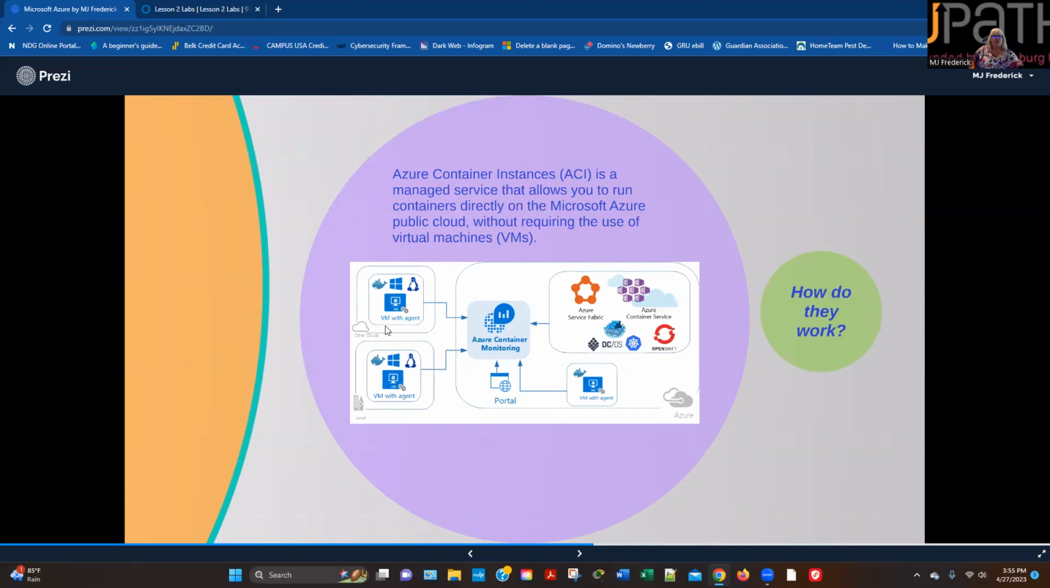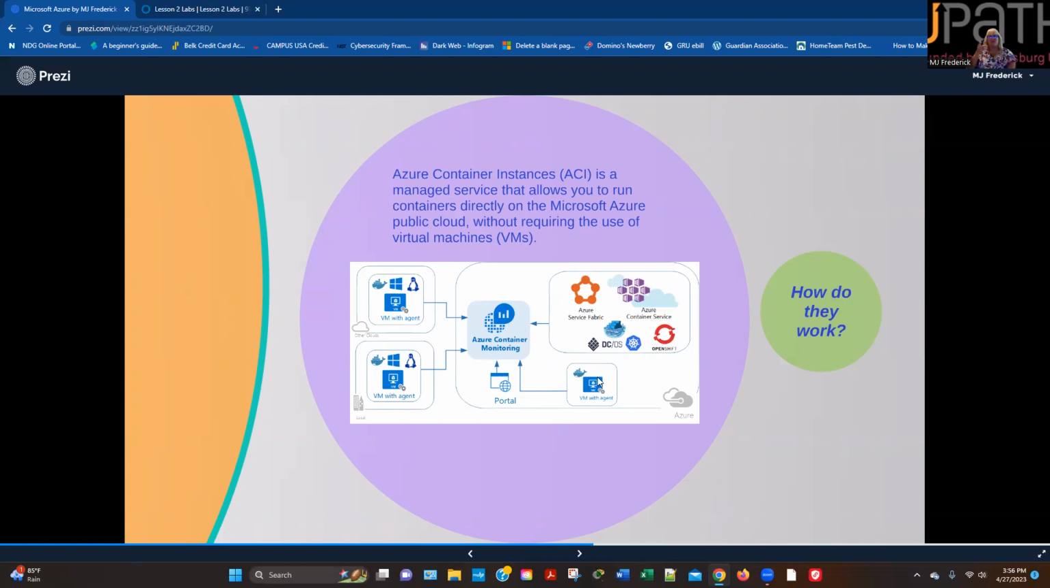So you see, here's a virtual machine with an agent. Here's a virtual machine with an agent. That could be a hypervisor. Here's the Azure container. We're accessing via the portal. And from that, using the Azure container, they're just using a service fabric, container services, OpenShift, and so on. It's whatever it's going to be that you want that container to have. And then you can monitor from that container who's accessing, where's it going, what are the needs, right?